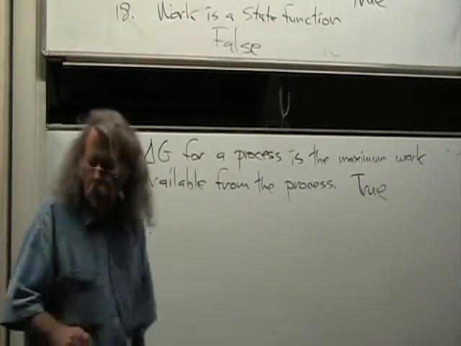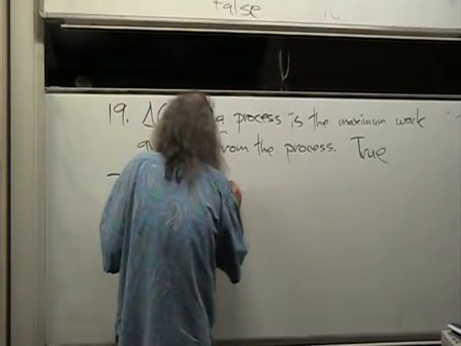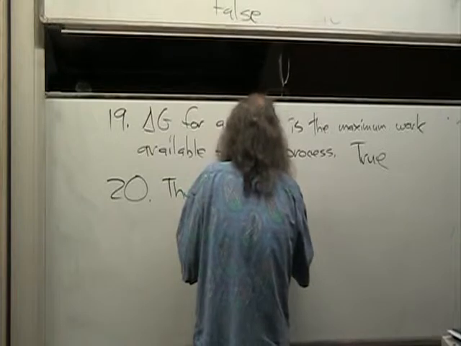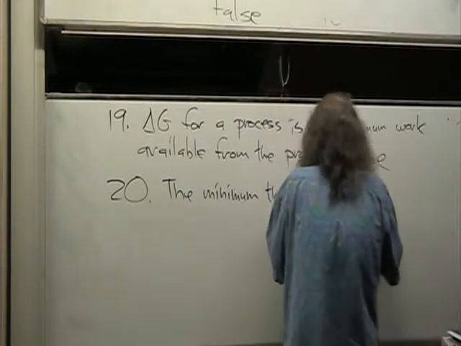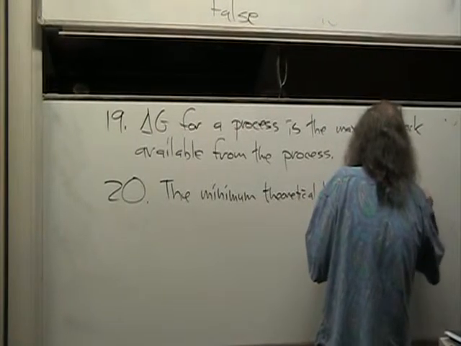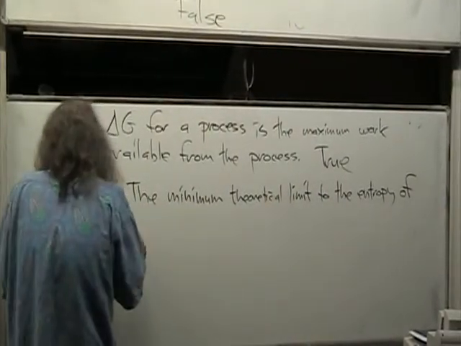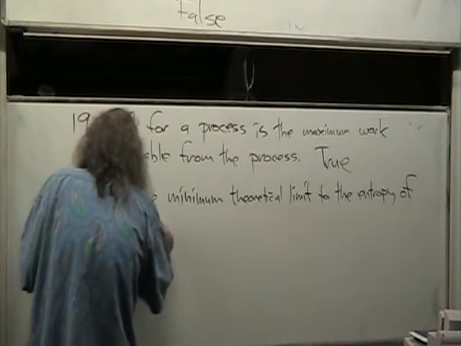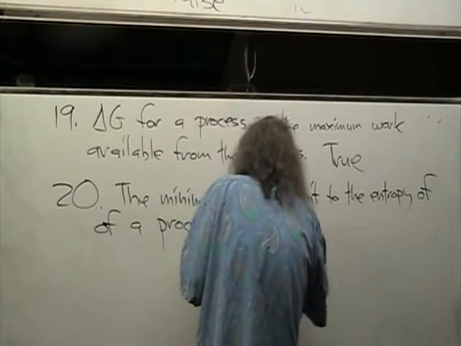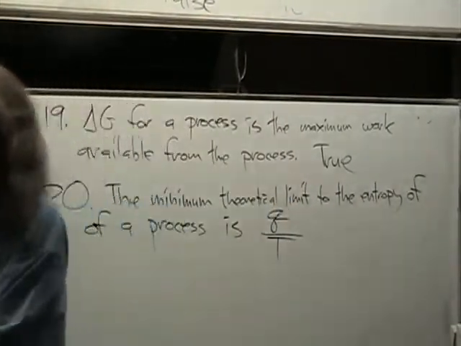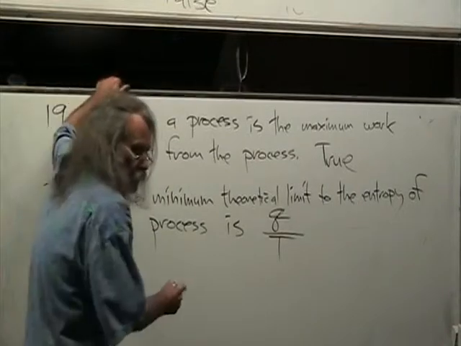Now we're at 20. And that one is: the minimum theoretical limit to the entropy, it should be the change in entropy, would be a little more rigorous, of a process is Q over T. And is this true? Or, no, T is temperature.